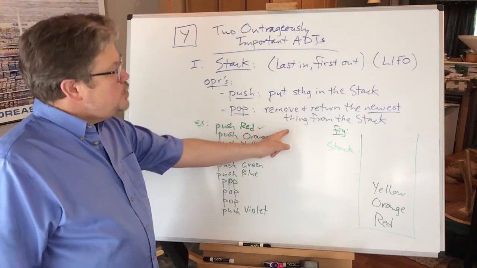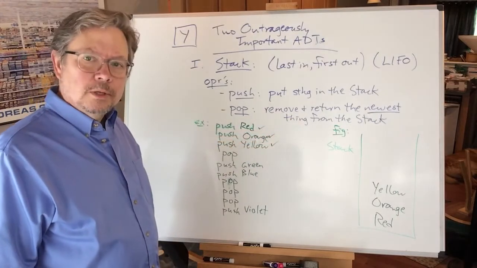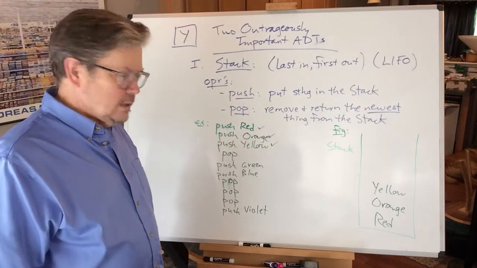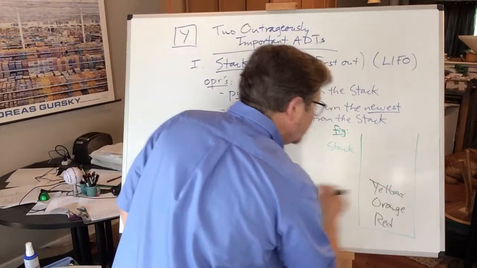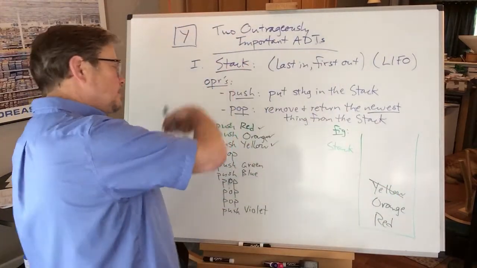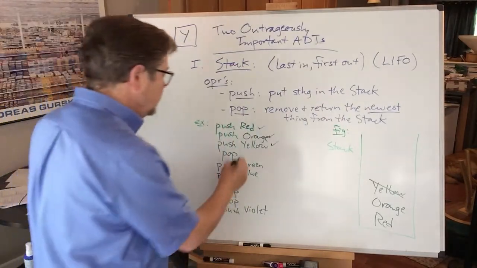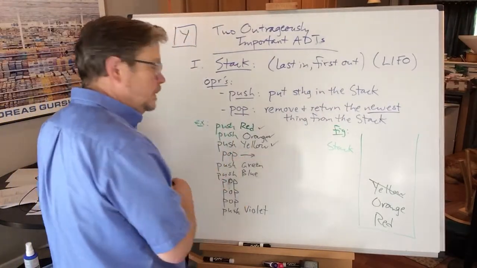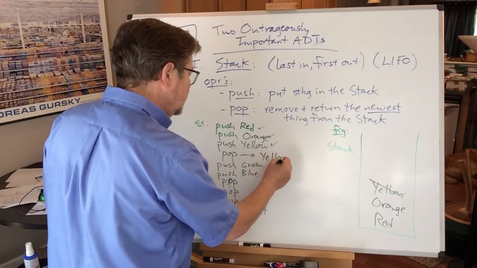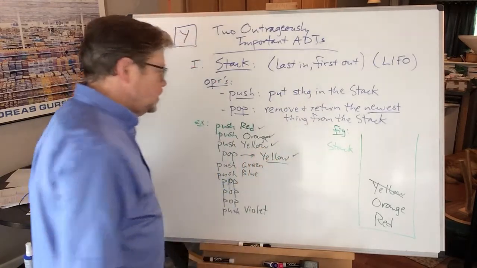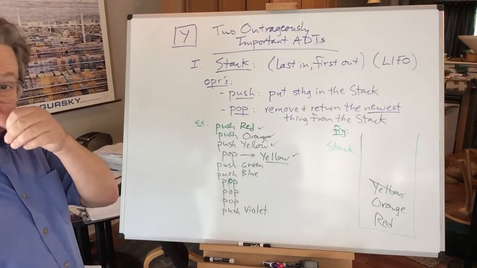Remove and return the newest thing, the most recently pushed thing. The most recently pushed thing in that stack is yellow. So I remove it from the stack. You're out of here, yellow. And return it back to whoever called the pop operation. So pop actually gets something sent back to it. It gets back the yellow. Now underline that. We got a result from the pop operation.